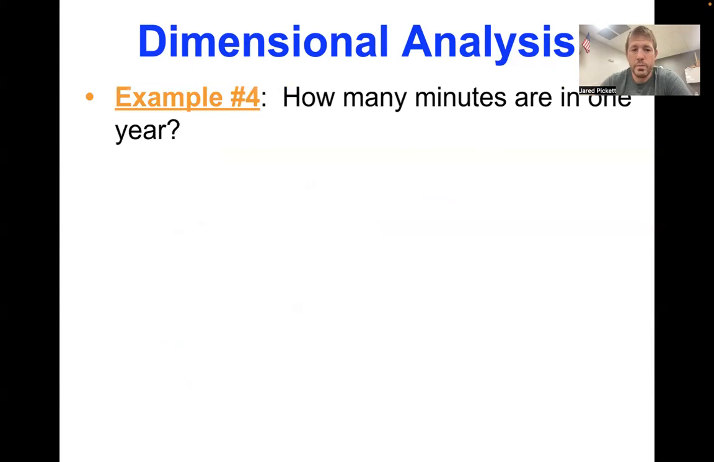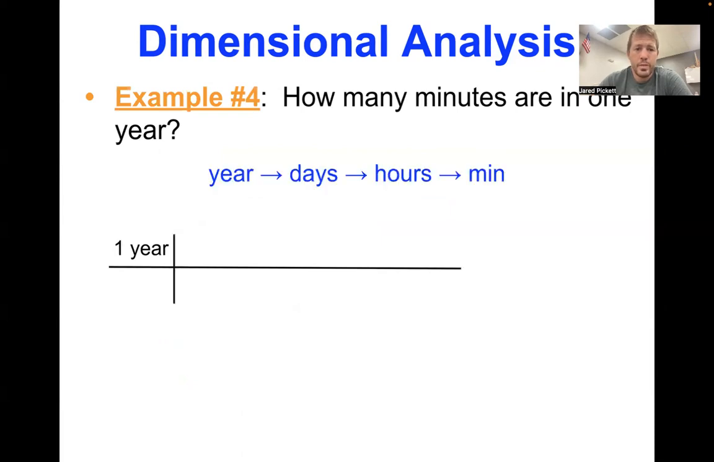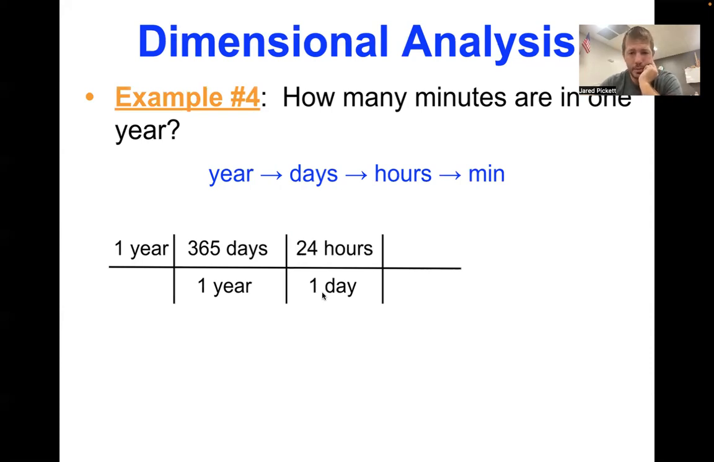So how many minutes are in 1 year? All right, well, we'll start with a year. We know that our plan is years to days to hours to minutes. So there's a conversion factor between year and days. How many days are in a year? 365. Awesome. And then to go from days to hours, 1 day is equivalent to 24 hours. And then how many minutes are in an hour? 60.